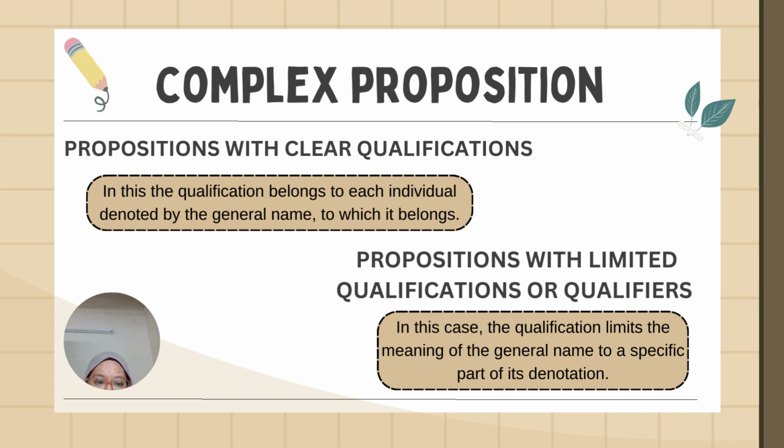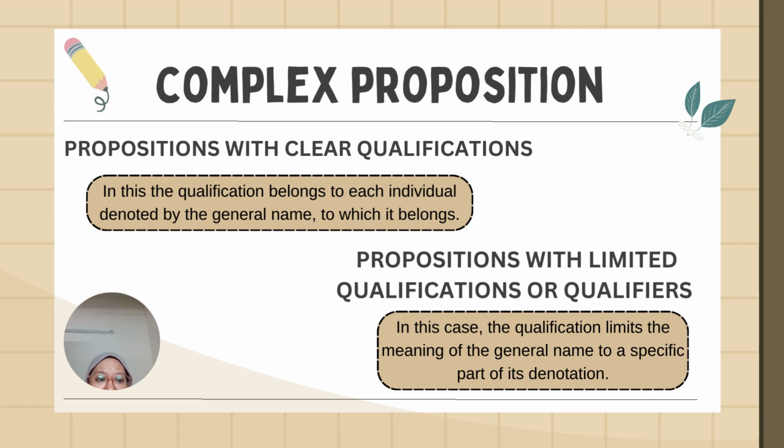There are two forms of complex proposition usually distinguished by logicians. The distinction is grammatical, not logical, and is given to keep us on our guard against ambiguity. So, firstly, is proposition with clear qualification. In this, the qualification belongs to each individual denoted by the general name to which it belongs.